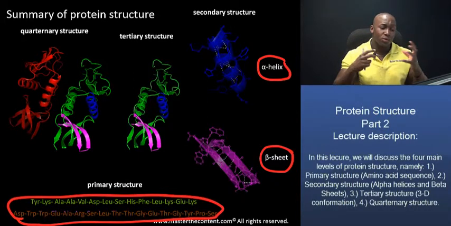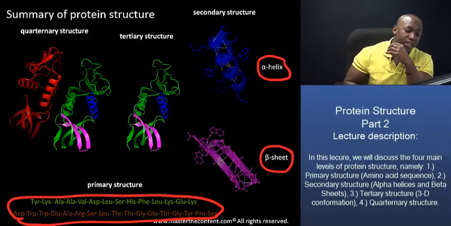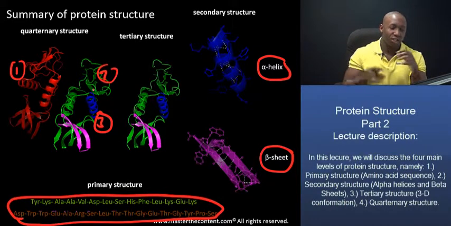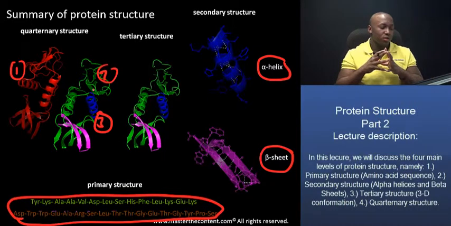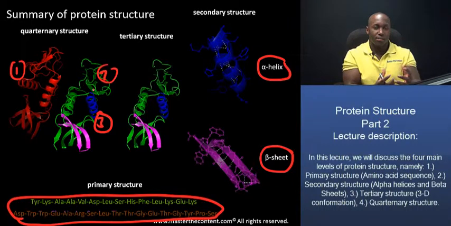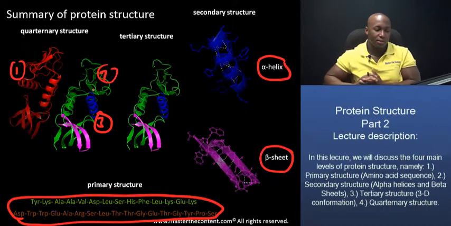Now, at the quaternary level, we have the aggregation of more than one, as you can see, that's 1, 2, and 3, more than one polypeptide chain to form a single functional protein. Now, the forces of interaction that are involved at the tertiary level are the same. The only difference is that they interact between polypeptide chains and not within a polypeptide chain.